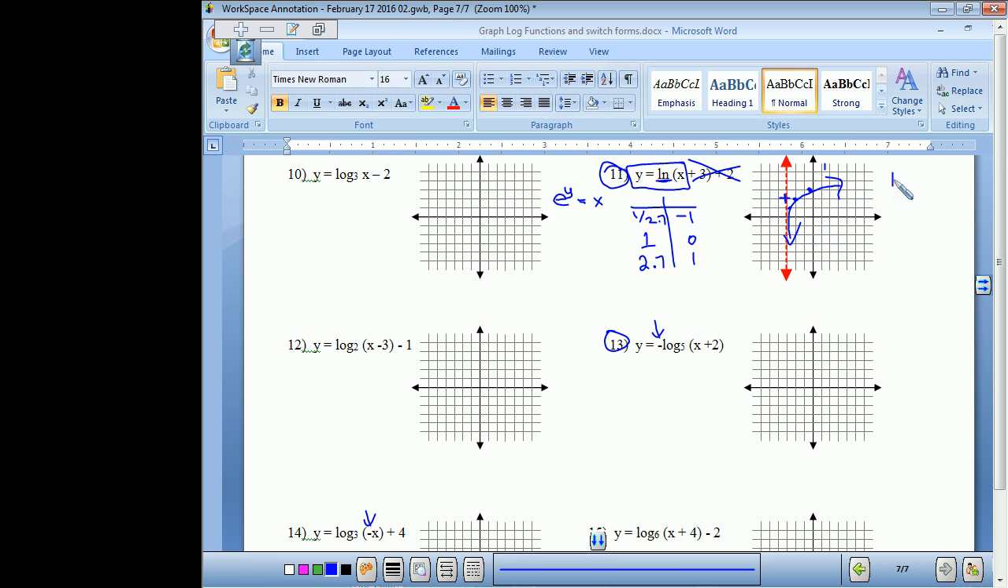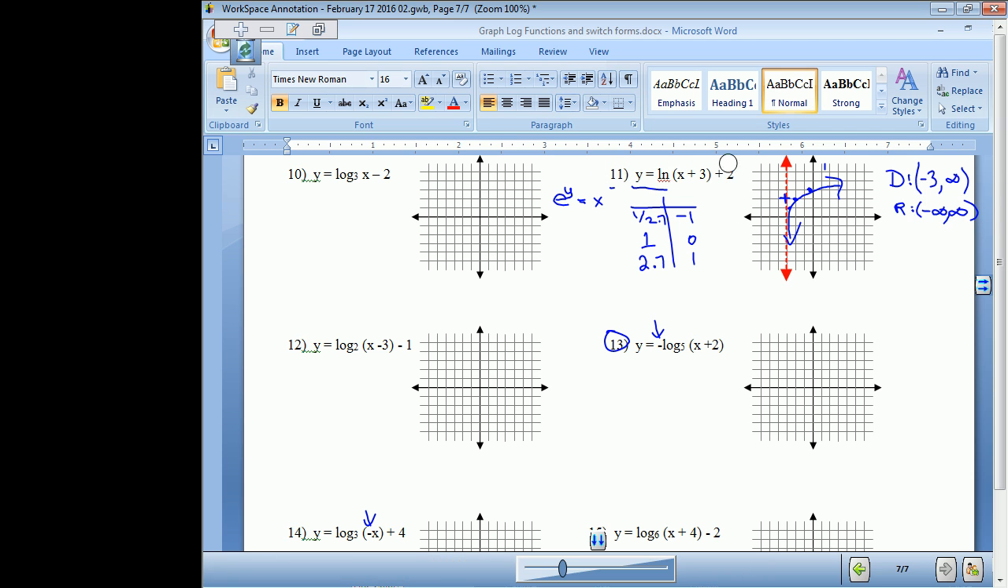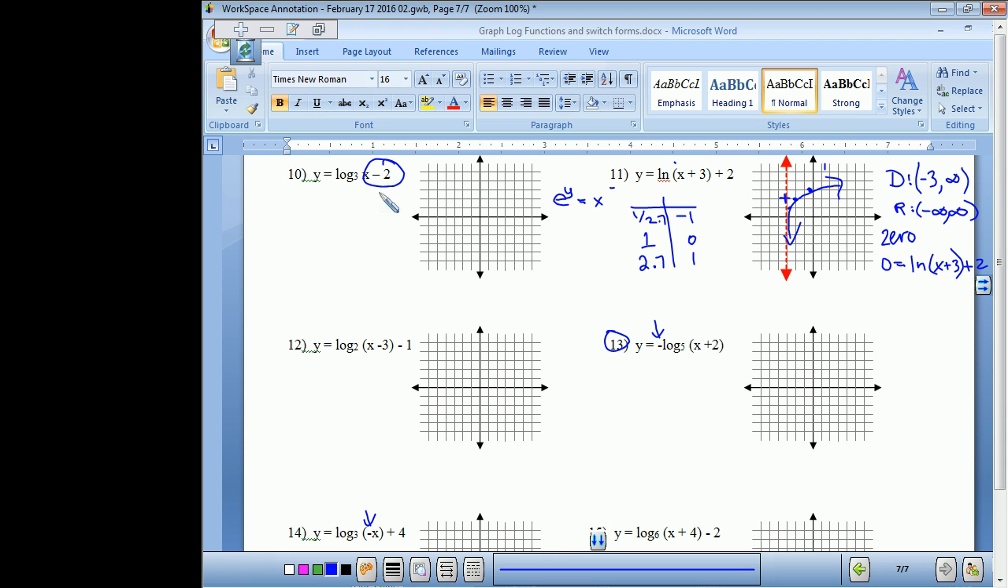All right, this one, the domain is what? Negative 3 to infinity. The range? Negative to positive infinity. Okay, now did this cross perfect? No. So to find the zeros, we're going to have to solve them algebraically. So we're going to say 0 equals ln of x plus 3 plus 2. If it's a horizontal shift, it's going to be in parentheses with that x. Otherwise, like this one, is that negative 2 in parentheses? No, so it's a vertical.